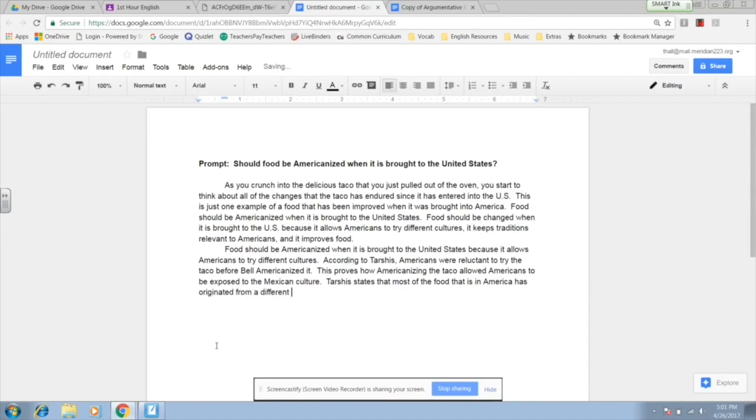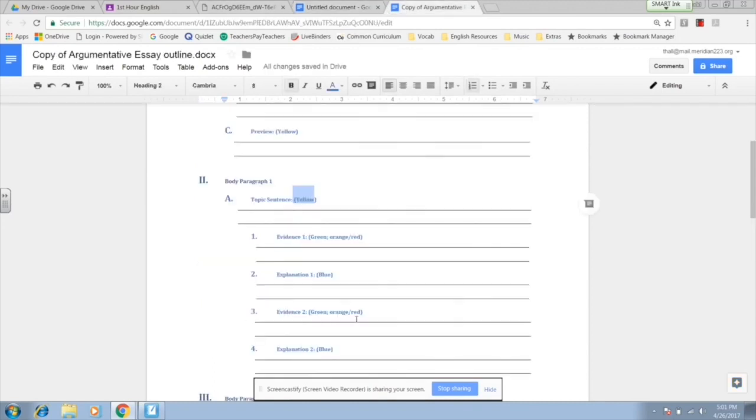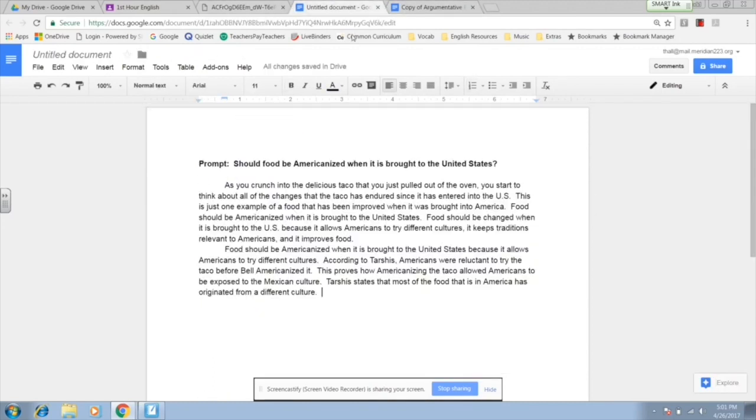Again, my next job, if we look at our outline, is to explain how does this prove my topic sentence. So I'm going to put something like this shows, because I already used this proves once, so I want to change it up. And again, this is on that poster that's magnetized to the whiteboard. This shows that most of the food that Americans eat is exposing them to different cultures.